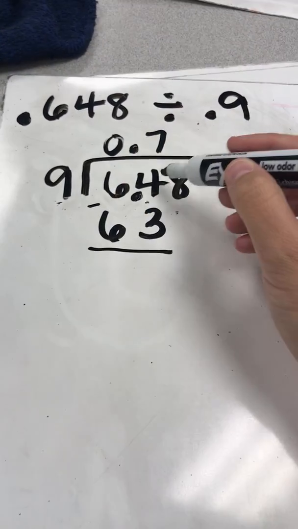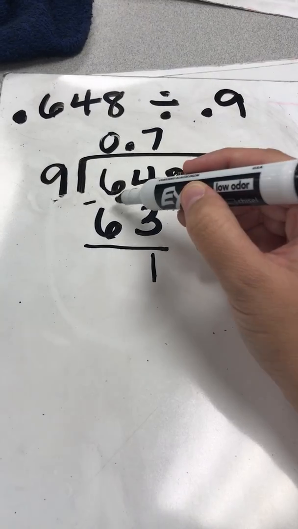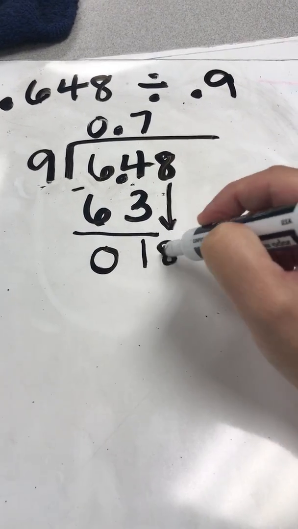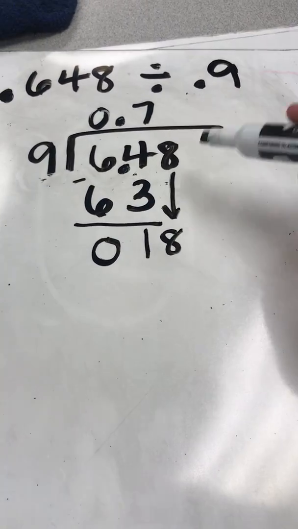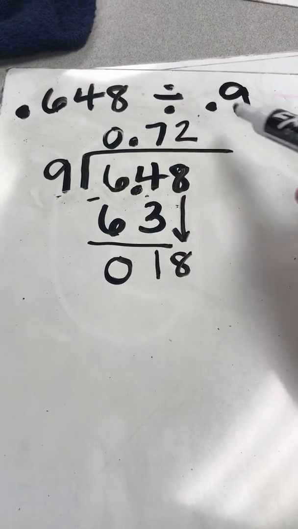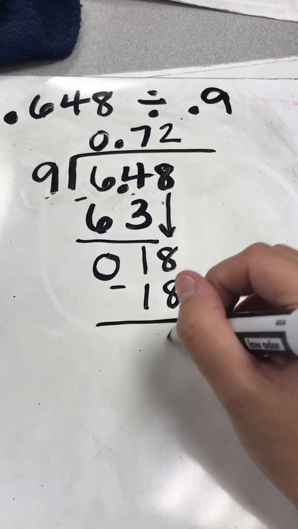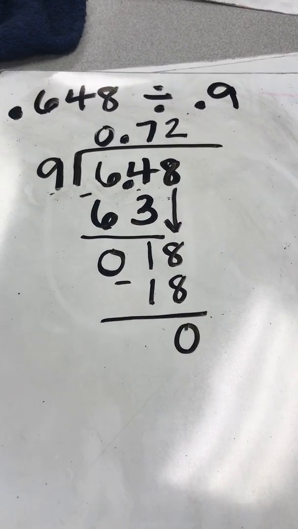We're going to subtract. 4 minus 3 gives me 1, and 6 minus 6 gives me 0. I'm going to bring down my 8. 9 is going to go into 18 2 times. 2 times 9 gives me 18. I'm going to subtract, and I have 0 left over.